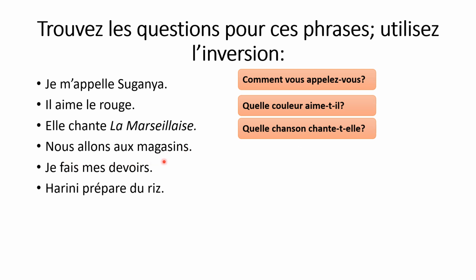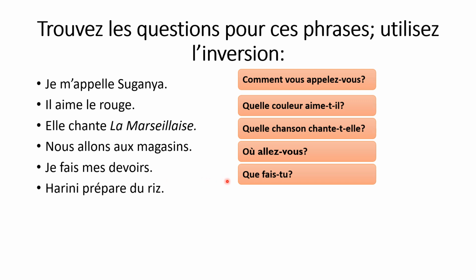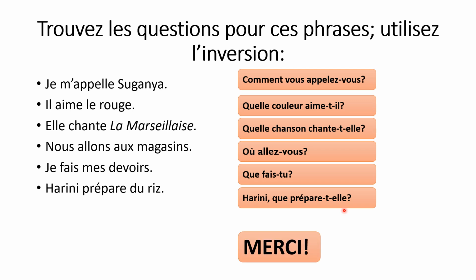Okay, we are going to the shops. Where are you going? Où. Où means where. Où allez-vous? Where are you going? First the tag, then you invert. I'm doing my homework. Que fais-tu? What are you doing? Que fais-tu? What are you doing? First you have que, then you invert. And then last one, Harini prépare du riz. What is Harini preparing? Harini, I can't invert her. So I replace her with elle and I invert elle. So tag, verb, elle. So I hope you've got that. If you still have doubts, come and see me. Bon courage. Merci.